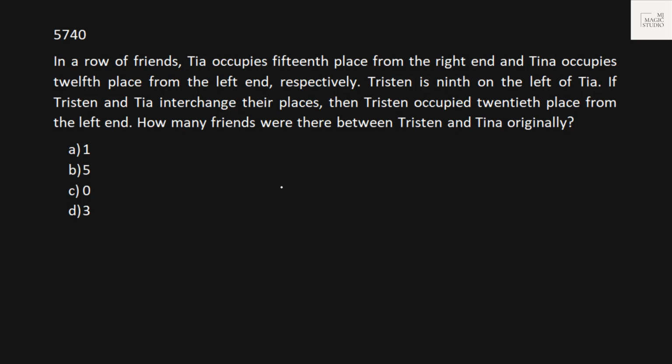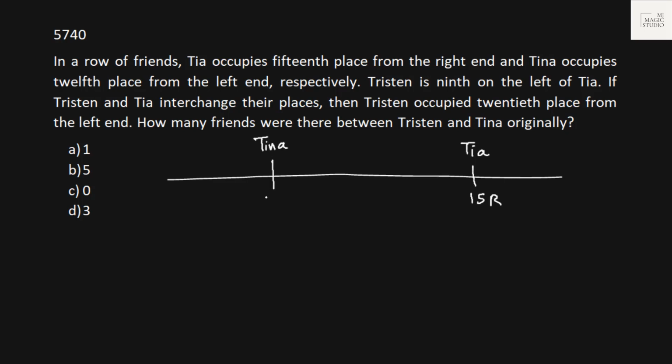Okay, let's see this one. In a row of friends, Tia occupies 15th place from the right end. 15R is for Tia. And Tina occupies 12th place from the left. Tina, 12th left. Tristan is 9th to the left of Tia. 15 minus 9 is 6th. Tristan is 9th to the left. That means 6th.